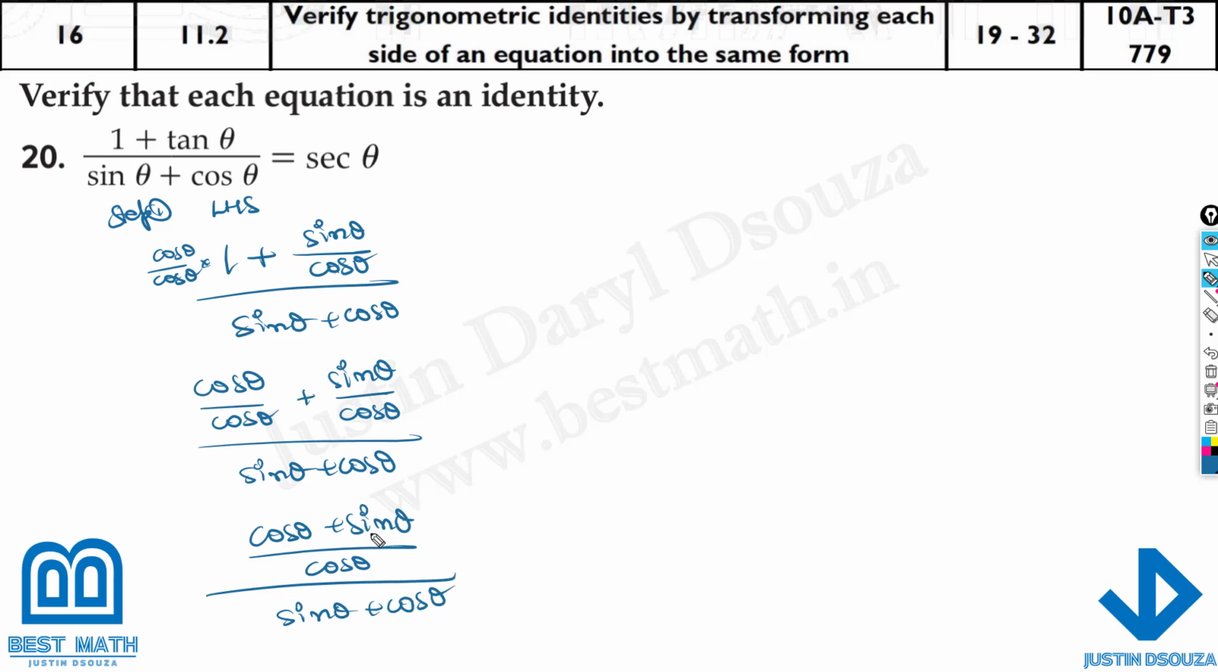Now here, this is the upper term and this is the denominator. If I write it in terms like this, a by b divided by c.